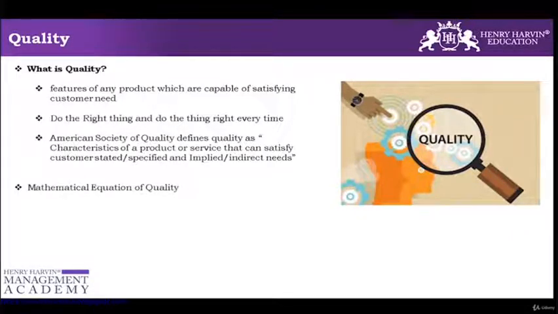There is a mathematical equation of quality also. If I share it, you will understand what I'm talking about. Quality is always performance divided by expectation. If my performance is better than expectation, what do you think would happen? It's a delight. Delight, absolutely.